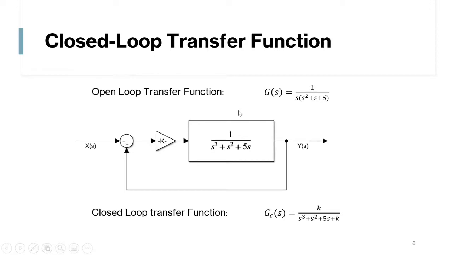So far, we've been looking at the transfer function like an open loop. But if we consider this diagram of a closed loop feedback with a gain of k, we obtain the closed loop transfer function that will help us as we continue with the rest of the analysis.